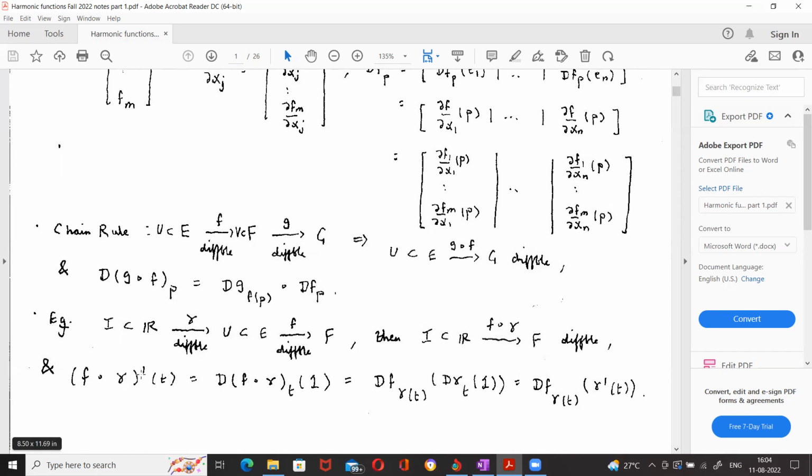And now, what will the tangent vector to F compose gamma be? So (F compose gamma) prime of t, as we saw above, is the derivative d of (F compose gamma) at the point t applied to 1. And now by the chain rule, this is dF at gamma t applied to d gamma at t applied to 1. And d gamma at t applied to 1 is nothing but gamma prime t. So this becomes dF at gamma t applied to gamma prime t.